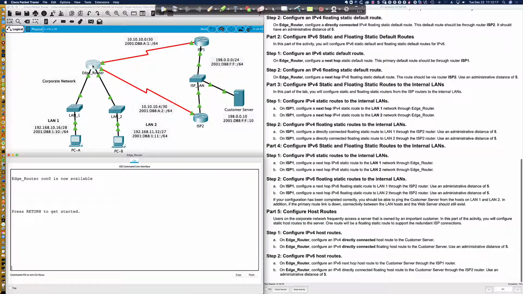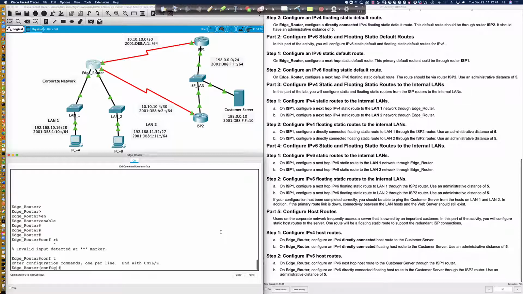All right, so this is good stuff here, because now we're going to do some host routes. And these are the longest match. A /32 is my longest match. All right, so we're on the edge router in user exec mode as indicated by that greater than sign. We're going to transition with the enable command, or just EN, to privilege exec mode, where we're going to configure IPv4 host routes.